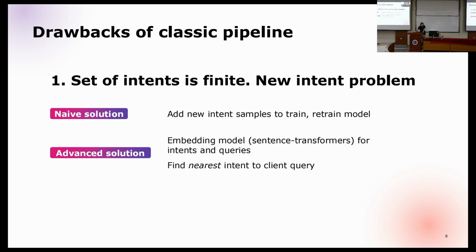In practice, we are using the naive solution. We can afford to hold a team of data labelers, of human assessors, and we can regularly update our train set and retrain the model if needed or by schedule. But some other banks in Russia, I know, use the second approach with embedding models, and it's quite a bit cheaper when you speak about new intents.